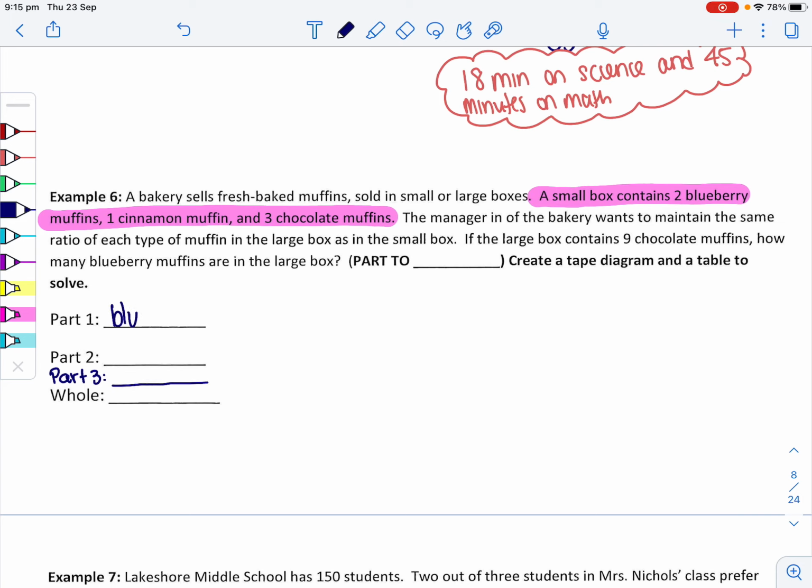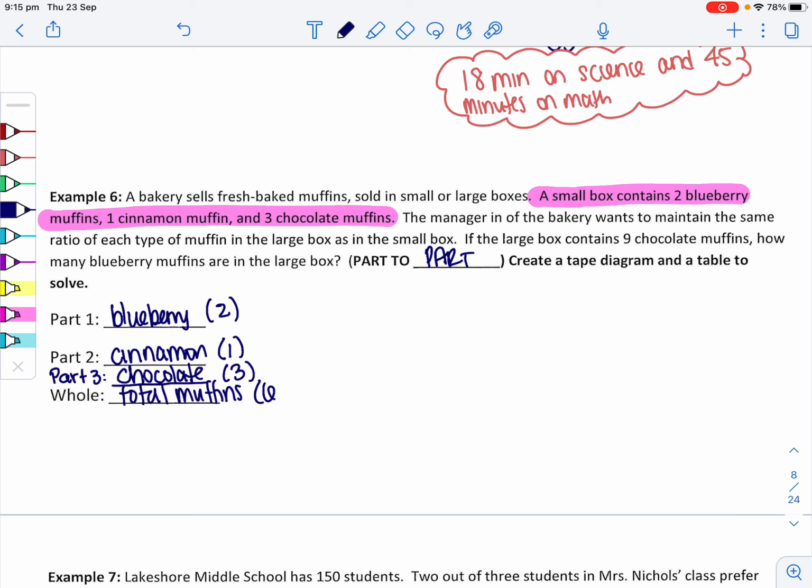Because I've got blueberry, cinnamon, and chocolate, with my whole being total muffins. So this is a part-to-part ratio. That's actually a part-to-part-to-part because we're comparing 3 different kinds of muffins. It says the manager of the bakery wants to maintain the same ratio of each type of muffin in the large box as in the small box. Okay, so when we create our tape diagram, I've got 2, 1, and 3.